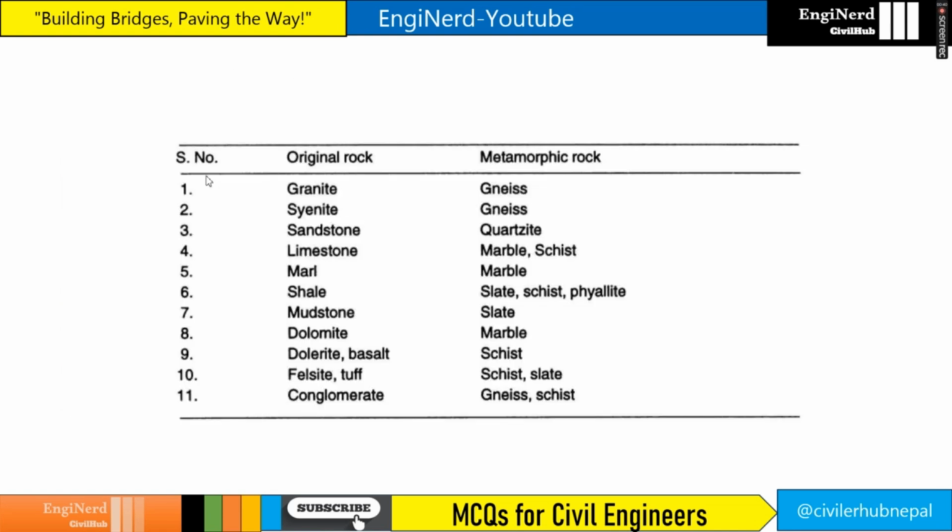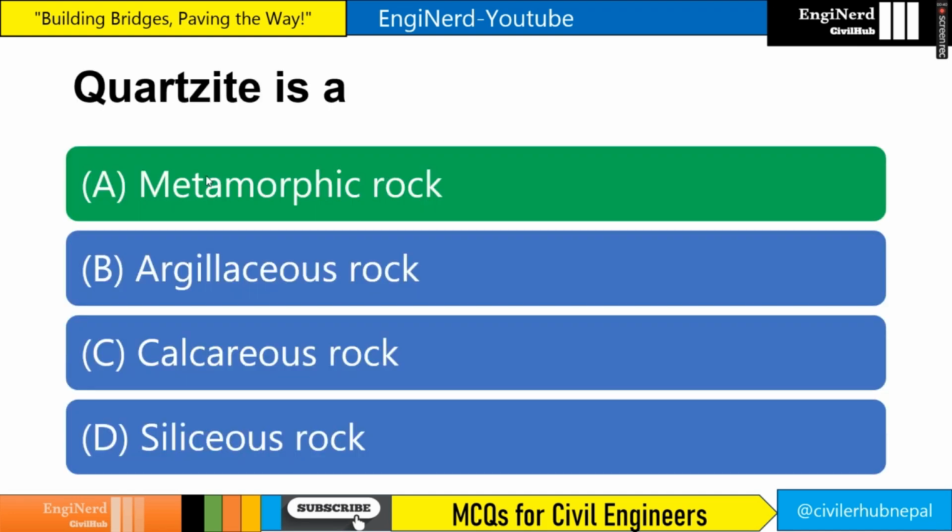Quartzite is a metamorphic rock, right? So it is from sandstone and it is a metamorphic rock. It has high weather resisting property also.